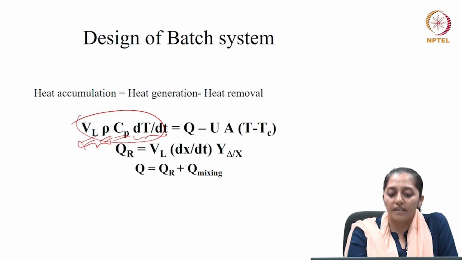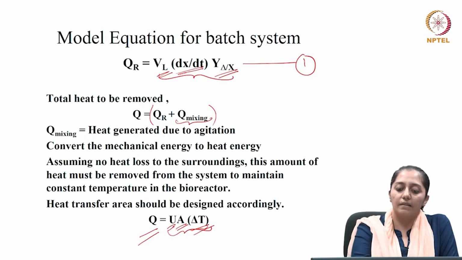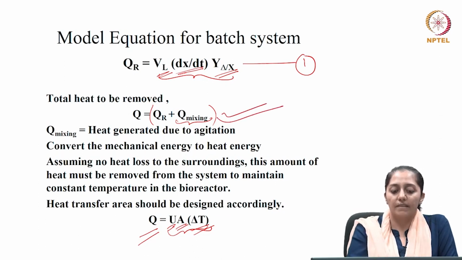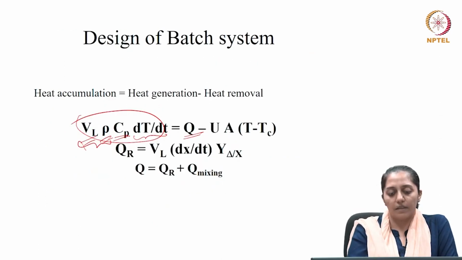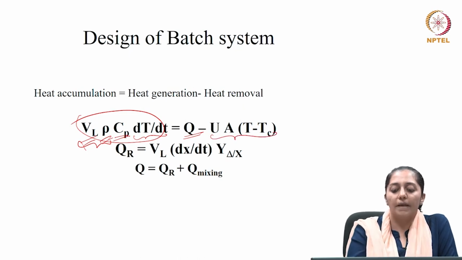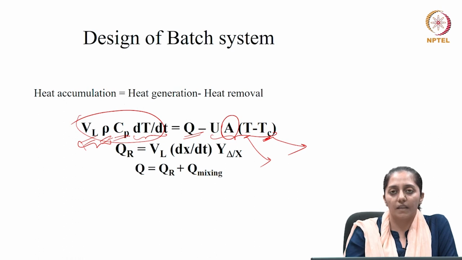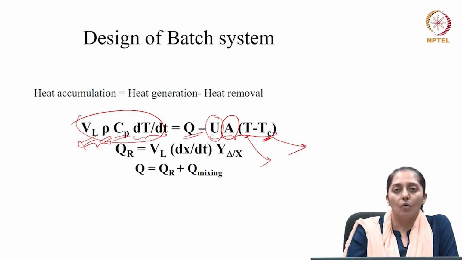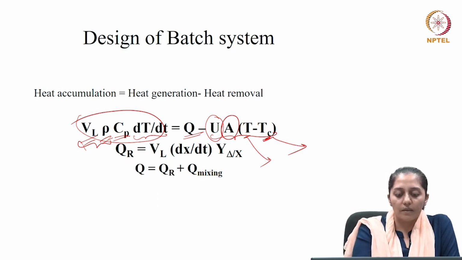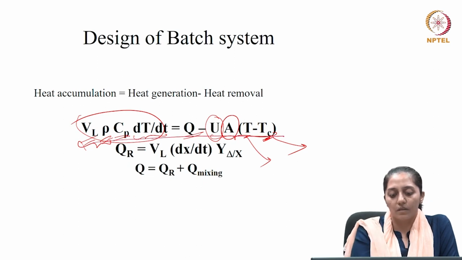Now, heat generated is the total Q which we just saw in the previous slide, due to the mixing and due to the metabolic reaction. Heat removed depends on the driving force. So, T is the temperature of the fermentation medium and Tc is the temperature of the coolant. A is the heat transfer area or heat exchange area, and U is the overall heat transfer coefficient. So, this is the heat balance.